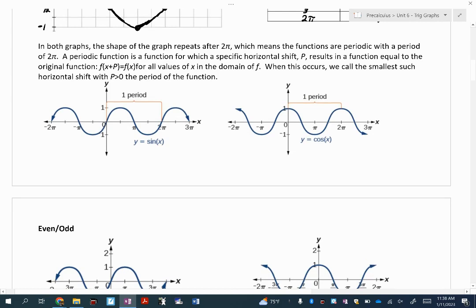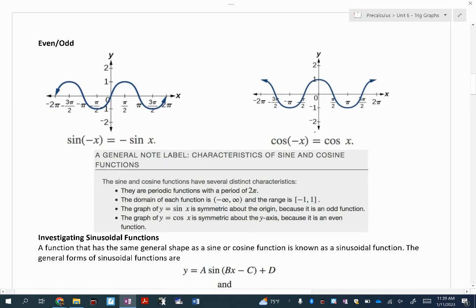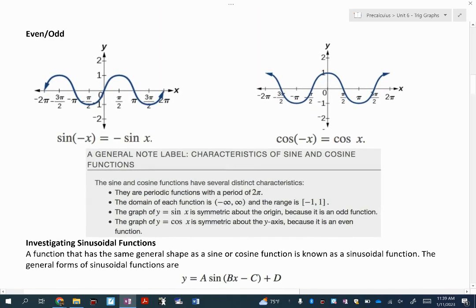You can count from, like with sine, a lot of people count from the beginning point, so the center, like the origin, to 2 pi. For cosine, we'll start at (0, 1), so the y-intercept, and count 2 pi radians. Your choice.